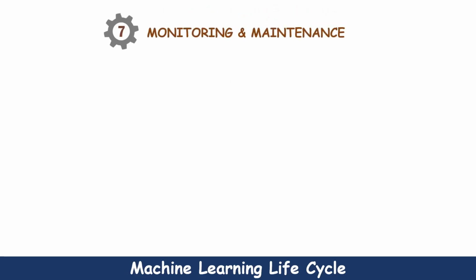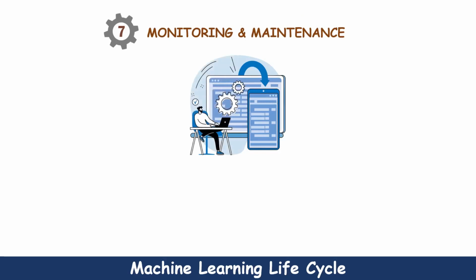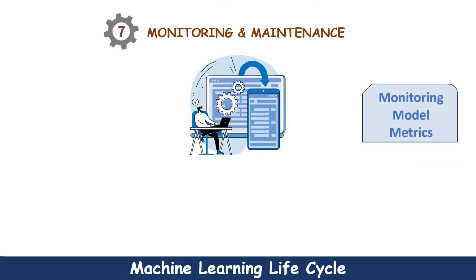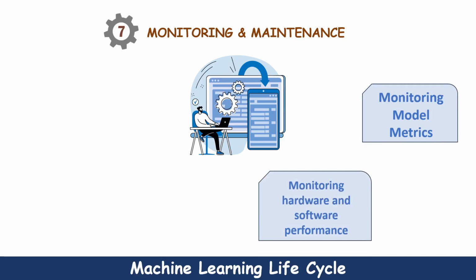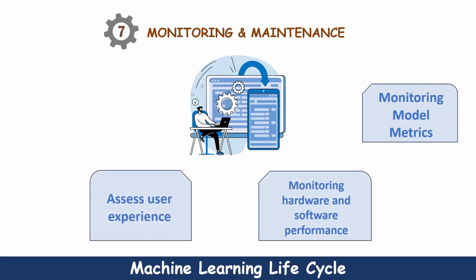And finally, the seventh step of this machine learning life cycle is monitoring and maintenance. After deploying the model to production, you need to constantly monitor and improve the system. You will be monitoring the model metrics, hardware and software performance, and customer satisfaction. The monitoring is done completely automatically and the professionals are notified about the anomalies, reduced model and system performance, and bad customer reviews if any.